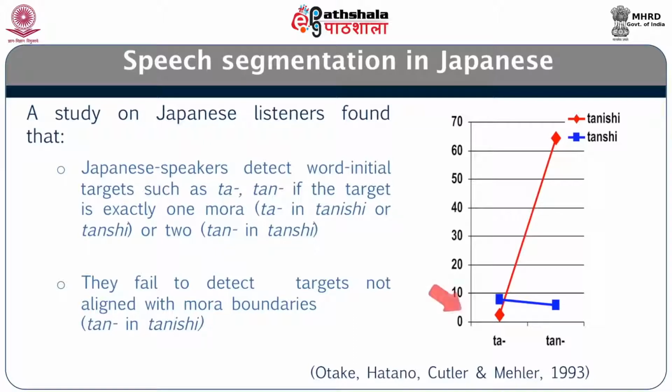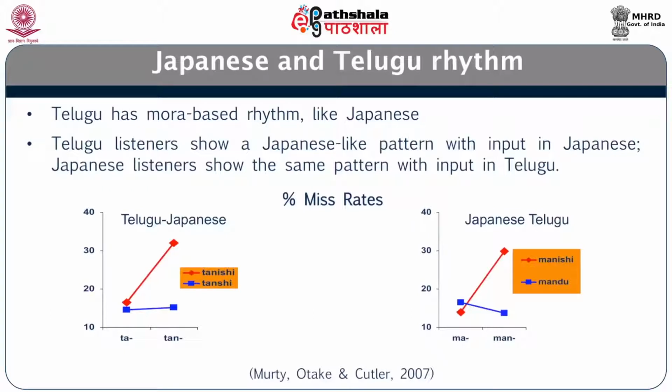You can see the number of mistakes for tan in tanishi is very high, with over 60% missed rates. They couldn't answer that because they couldn't hear it, because it was more than a mora and more than a syllable actually. Now the same experiment was conducted with Telugu. We tried to see if Telugu listeners, Telugu being quite a mora-based language, would have similar results. Telugu listeners showed a very similar pattern to Japanese listeners when they listened to Japanese. They had problems hearing tan in a word like tanishi because it's more than 1 mora, it's 1.5 mora.